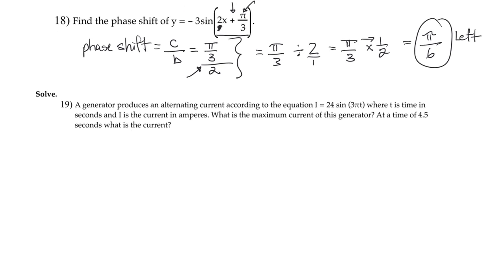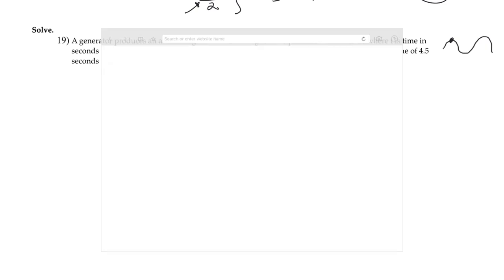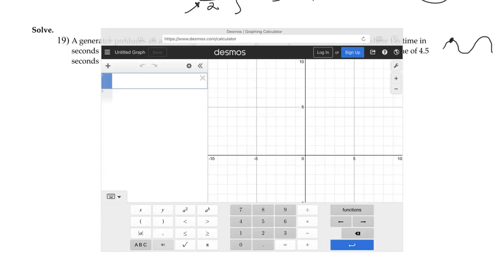Okay, and the last question. A generator produces an alternating current. According to that, where T is time, what's the maximum current of this generator? Oh, maximum. So the generator is going to look like this, and so they'd want to know what that maximum point is. Probably the best thing to do with this one would be to graph it. Let's just graph it with decimals here.